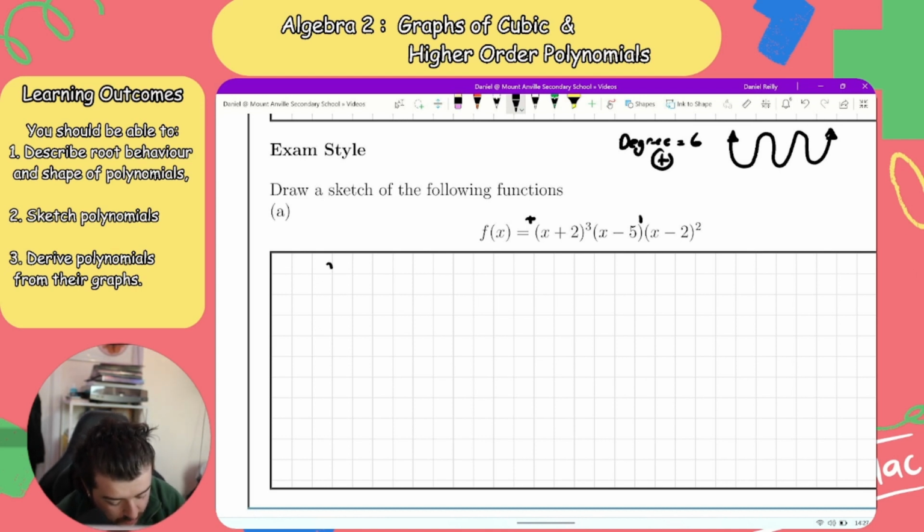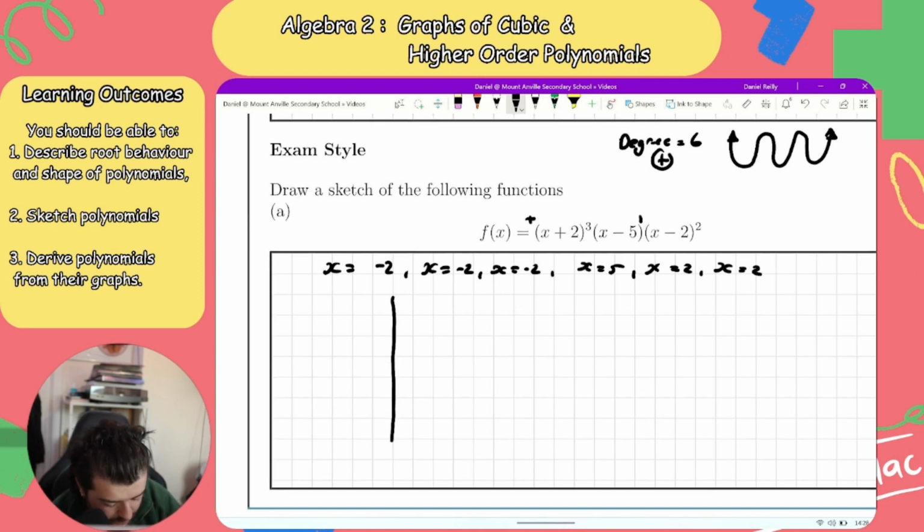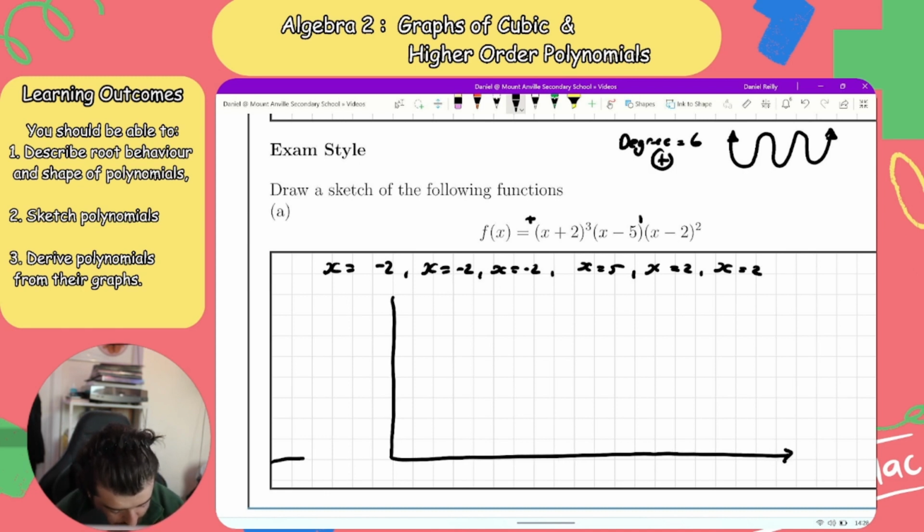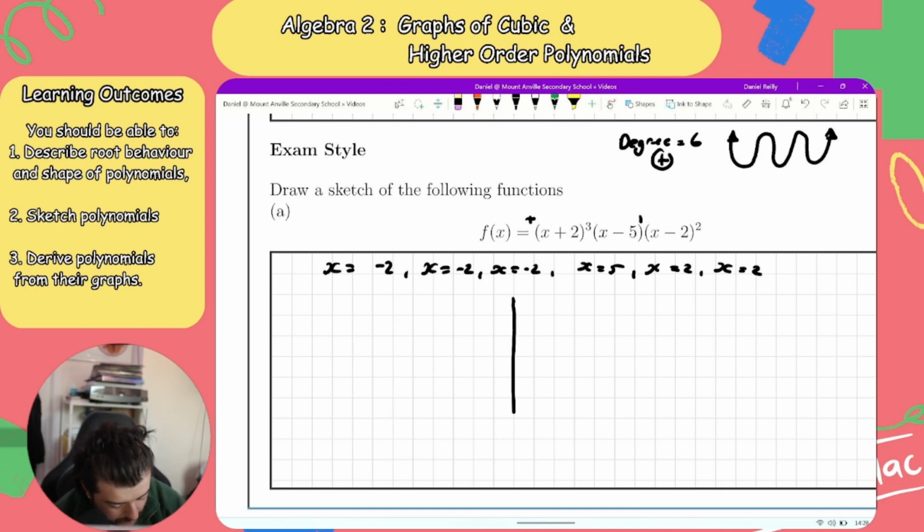So my roots are x equals minus 2, three times, x is equal to 5, x is equal to 2, x is equal to 2. So sketch it out here. So that's minus 2, this is 2, and this is 5.